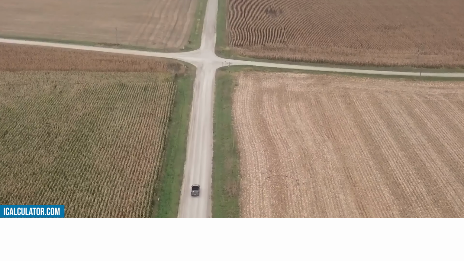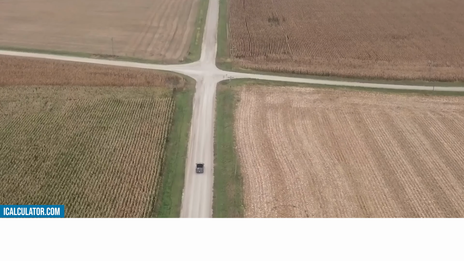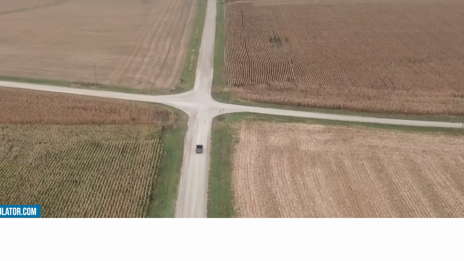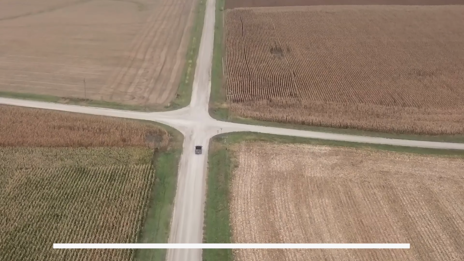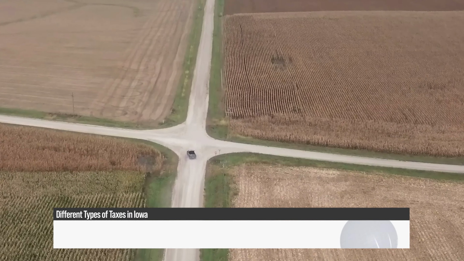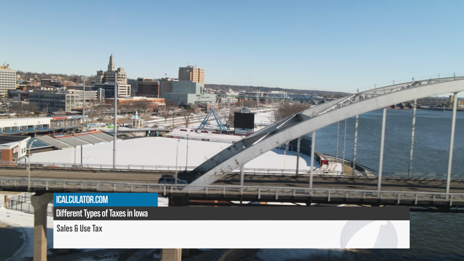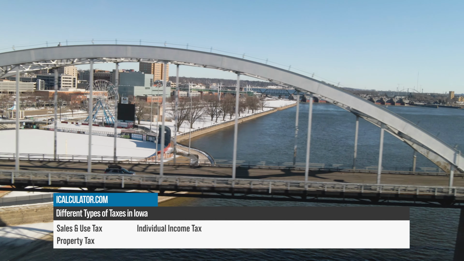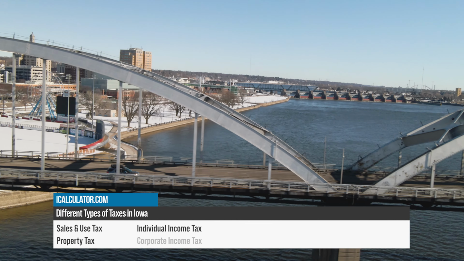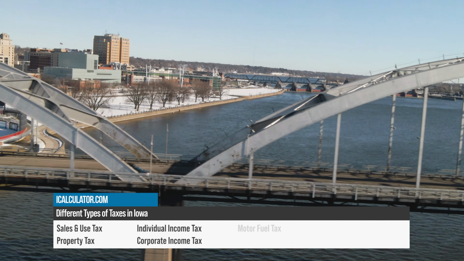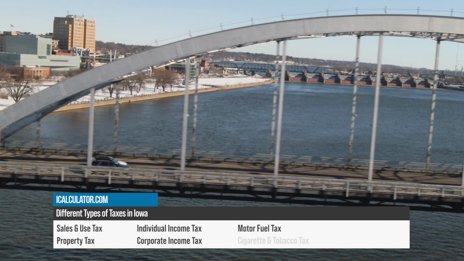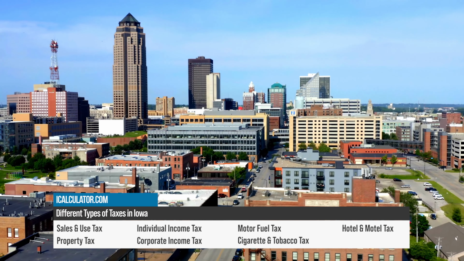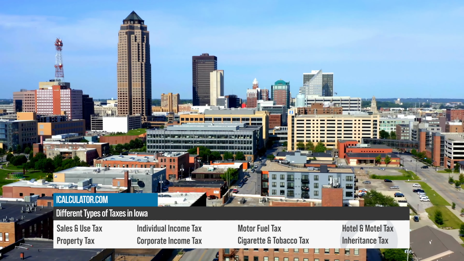It's important to understand the various taxes and tax exemptions, so you can make better informed financial decisions for yourself or your business. First, let's take a look at the different types of taxes in Iowa. Sales and use tax, property tax, individual income tax, corporate income tax, motor fuel tax, cigarette and tobacco tax, hotel and motel tax, and inheritance tax.